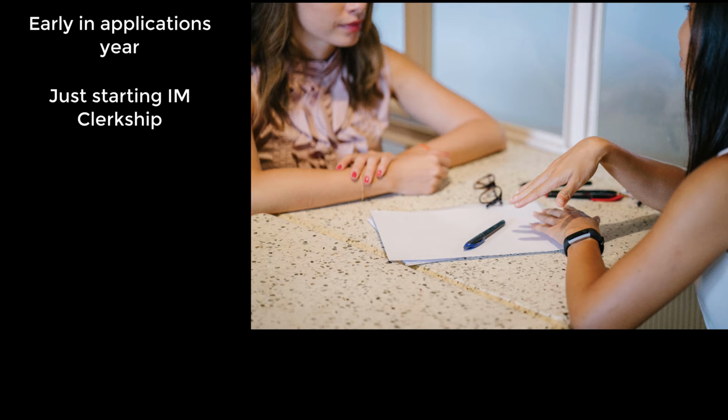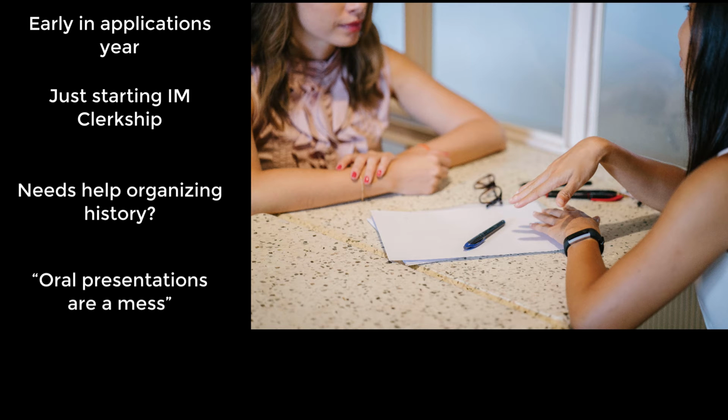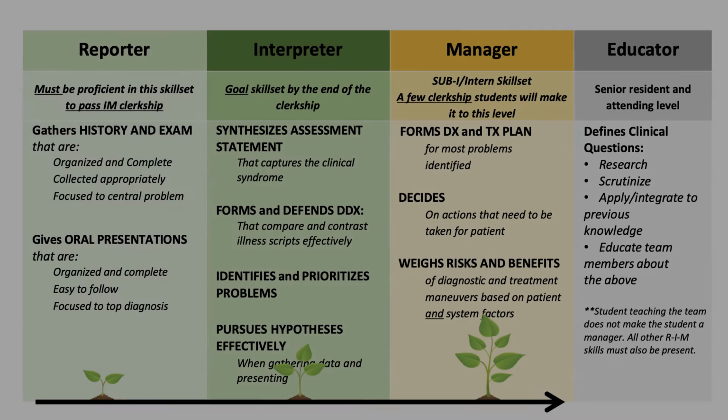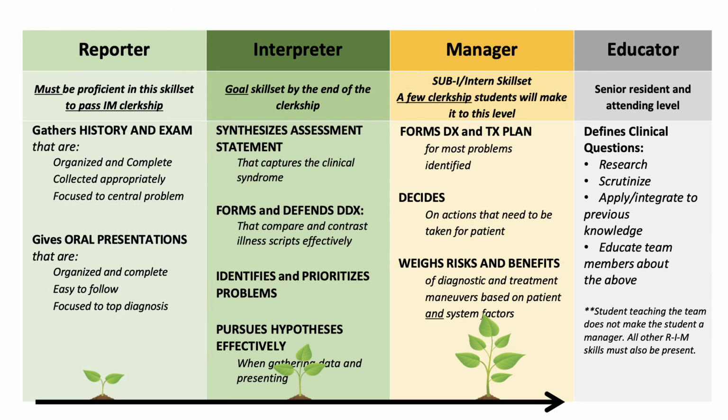She tells you that she still feels like she's got a lot of work to do on her histories and that she sometimes gets lost in the room and that she feels like her oral presentations are a mess. So based on her account, where would you guess that she is on the rhyme framework? Pause the video if you need more time to review.